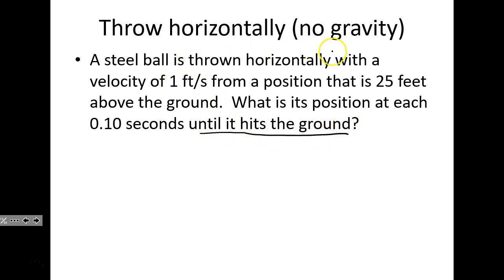So a steel ball thrown horizontally with a velocity of 1 foot per second from a position that's 25 feet above the ground. So imagine that you've got some sort of cliff or something. There's the ground down there. Person throws the ball up here, and it goes perfectly horizontally with the ground below. And from here to here, we have 25 feet. So what's that going to look like?